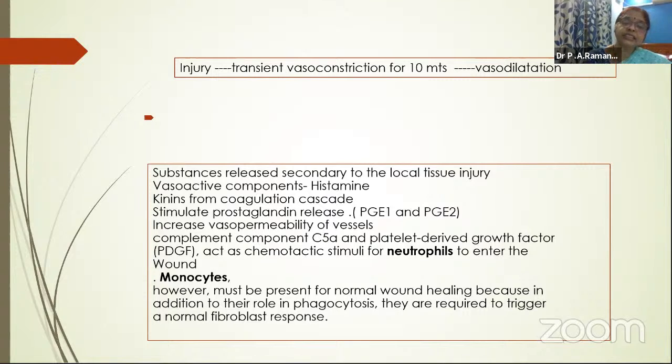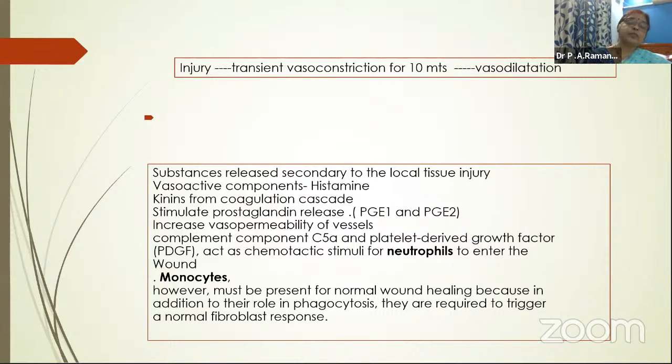So what are the functions that these inflammatory cells carry out at the wound? Immediately, within minutes after an injury, they trigger phagocytosis. Why is phagocytosis necessary? Because they phagocytize any dead tissue there due to trauma. They also phagocytize any bacteria that have entered the wound. So this is very much necessary. And they also check the fibroblastic activity.